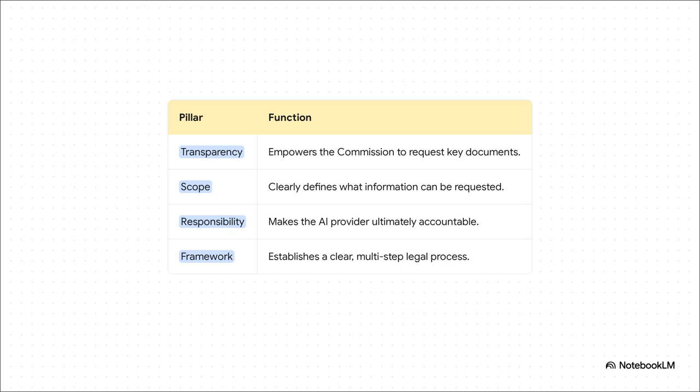First, it creates the power to demand transparency. Then it defines the scope of that power so it isn't misused. Third, it assigns ultimate, non-negotiable responsibility to the provider. And finally, it creates a clear procedural framework so everyone knows the rules of the game. It's a really comprehensive approach.